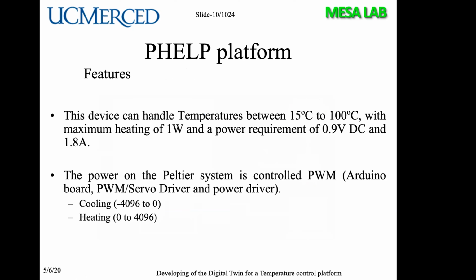Then the Peltier can handle value of temperature between 15 and to 100 Celsius degree. The input is 0.9 volts and 1.8 ampere. And the value to control the PWM are between minus 4096 to 4096, cooling and heating process.